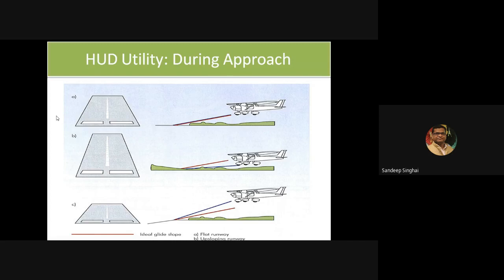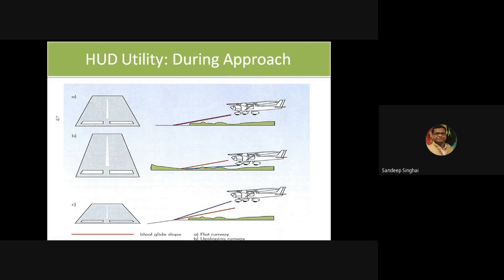There is a third scenario wherein you have a downsloping runway, and it is the case of a wider and narrower runway. In the case of a downsloping runway, there are chances that your actual glide slope would be above the ideal glide slope. So in this case, there is a risk that you might overshoot the runway. Your touch point might be beyond the ideal touch point on the airstrip, and if the airstrip is not long enough, it may lead to a catastrophe.